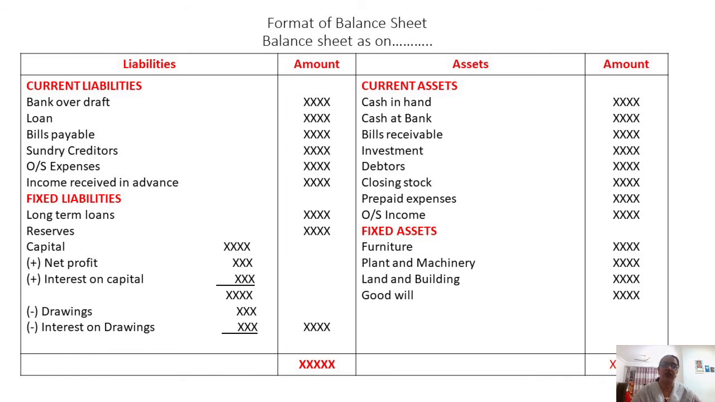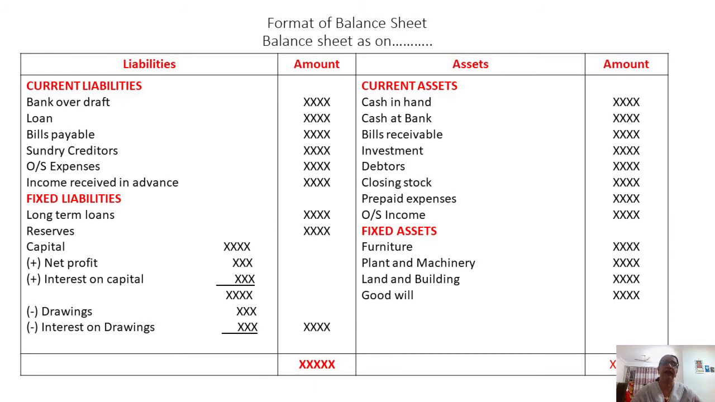Then interest on drawings. For that the proprietor needs to pay interest. Then that is also deducted. See, if the proprietor pays interest on his drawings, for business it is an income, but for the proprietor, since this capital belongs to the proprietor, the capital becomes less, that is why it is deducted, and this amount is taken to the outer column. So the liability side is over.